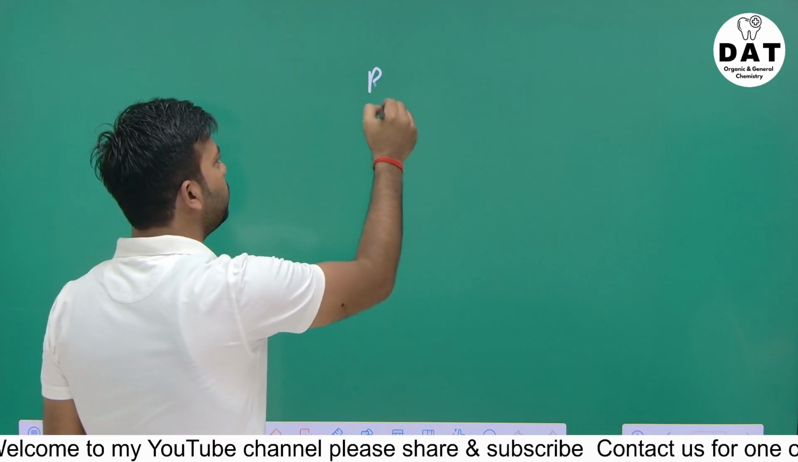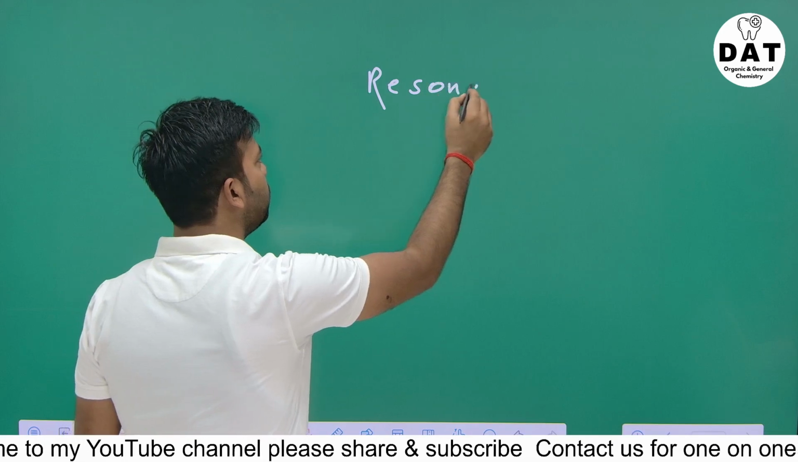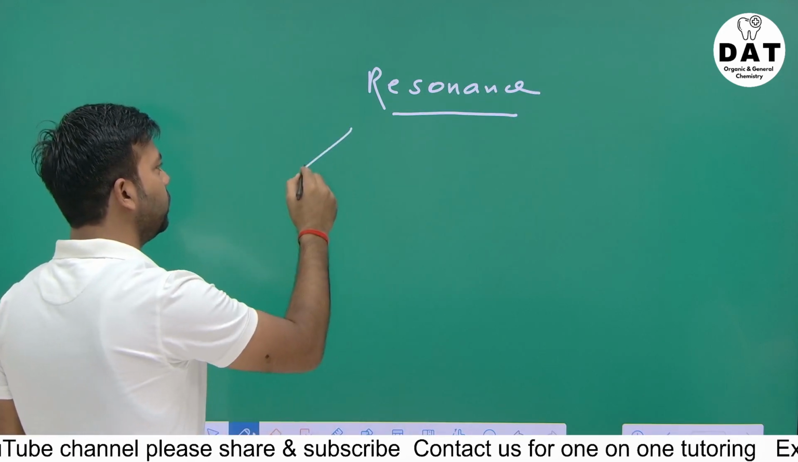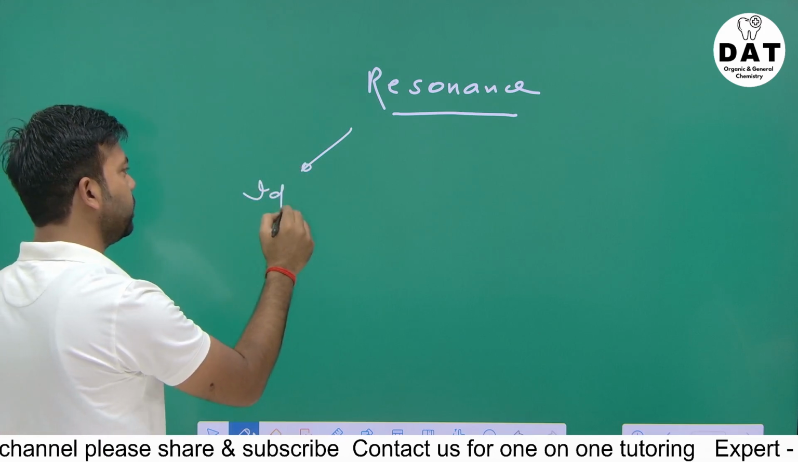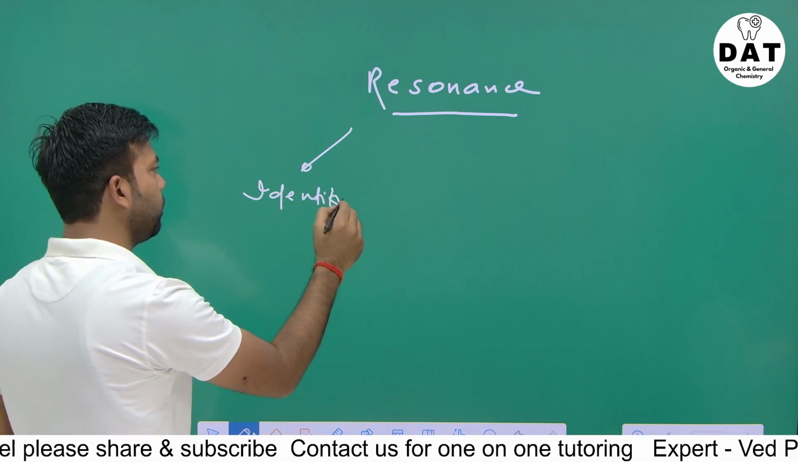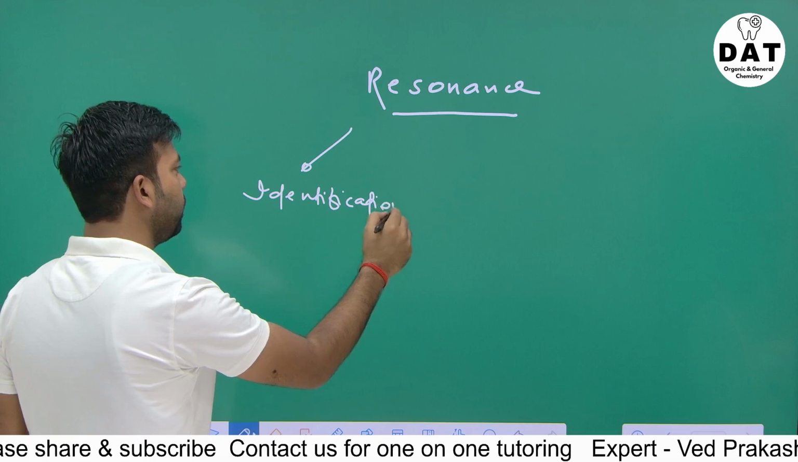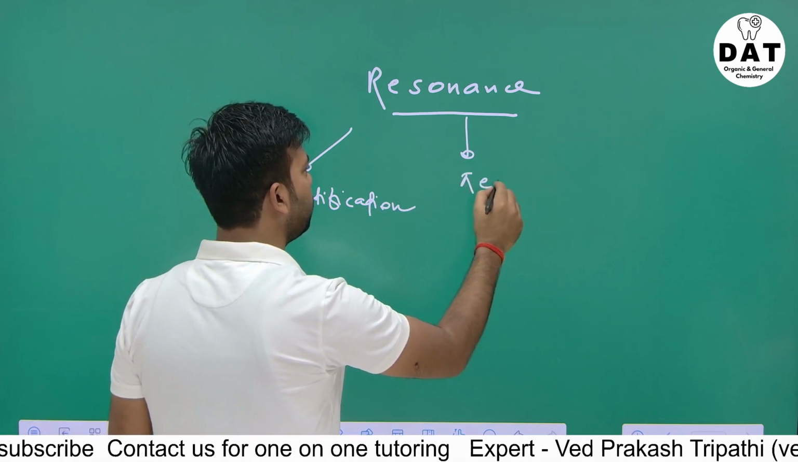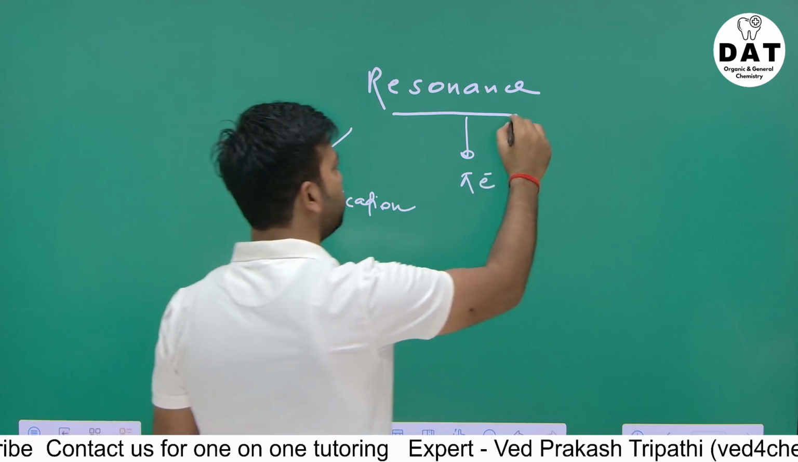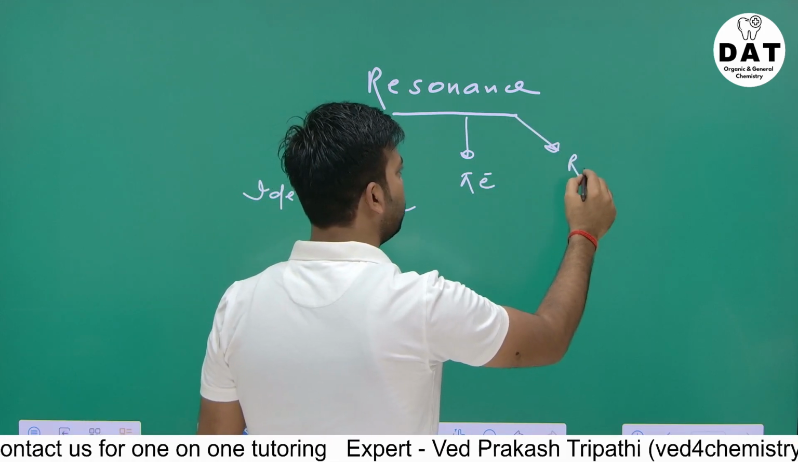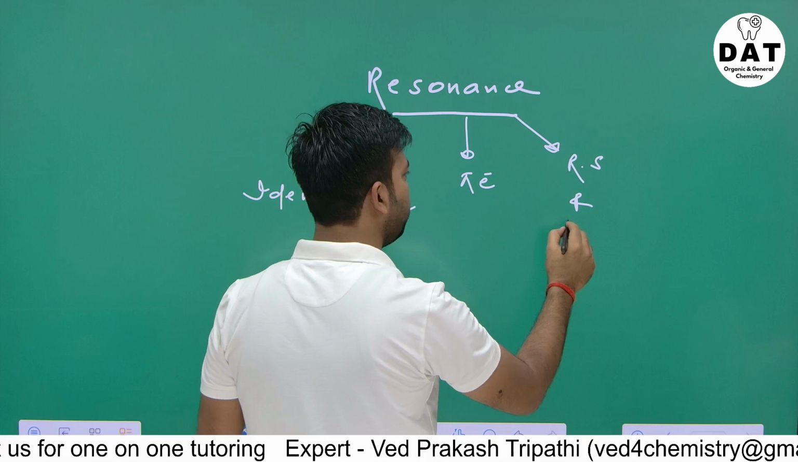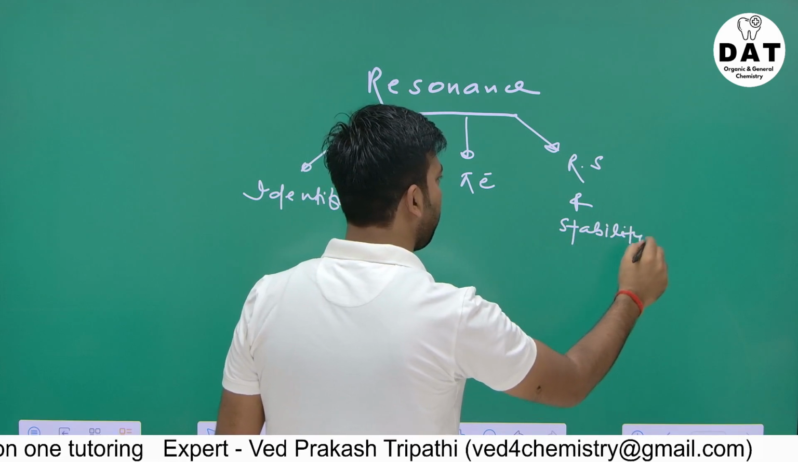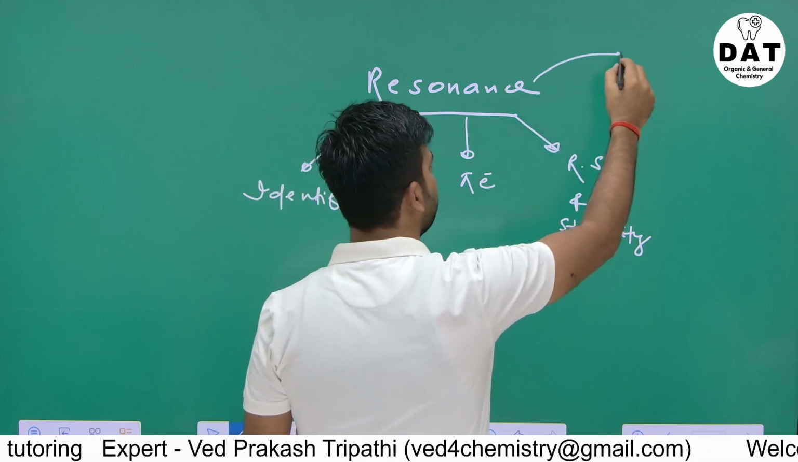In DAT, questions from resonance can be, one, from identification, second, from pi electron, third, resonance structure and stability. RS means resonance structure, and fourth, its application.